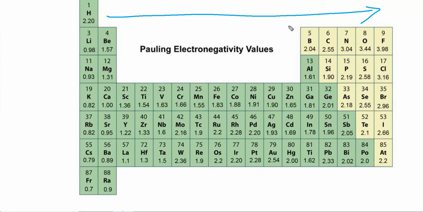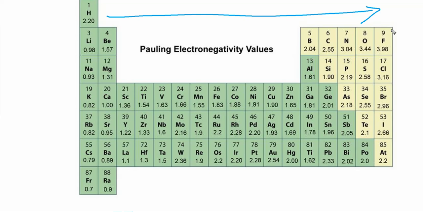This is true because moving across a period results in an increase of protons in the nucleus of atoms, while the number of electron shells remains constant. As protons have a positive charge, this increase causes electrons to be more attracted to the nucleus of the atom because opposites attract. And in turn, this causes an increase in electronegativity.